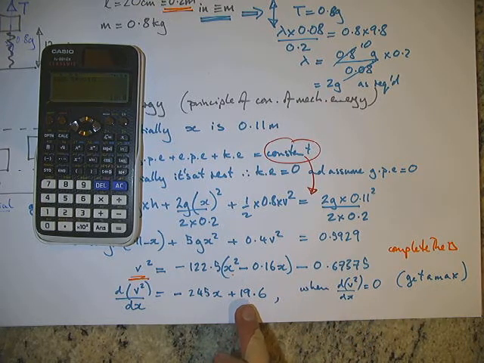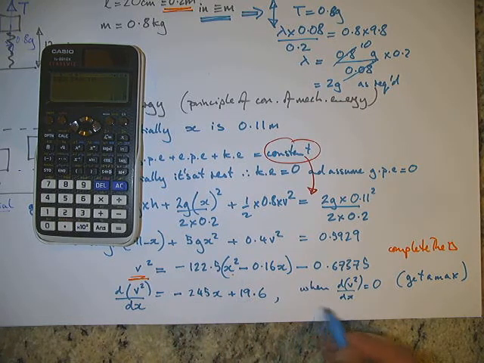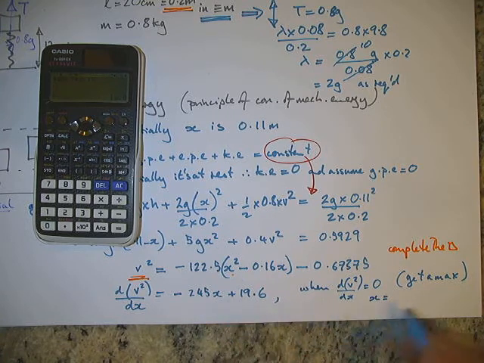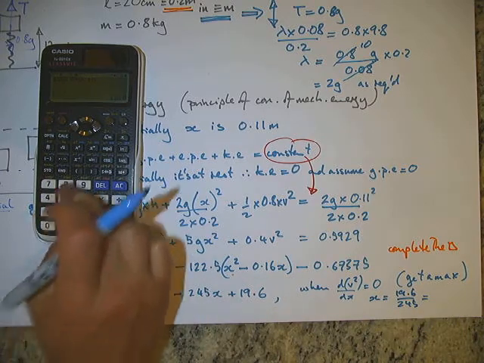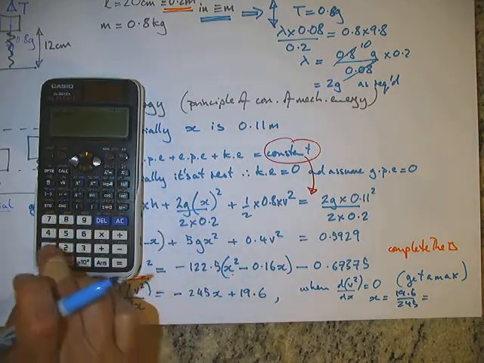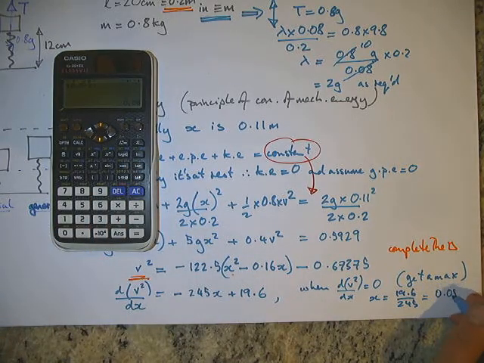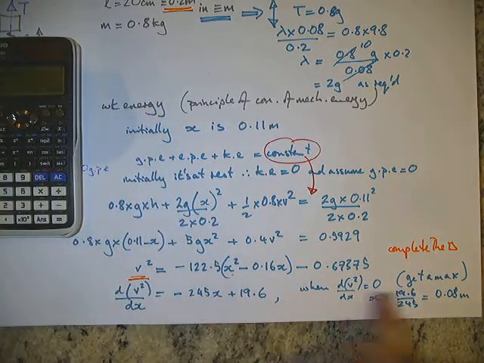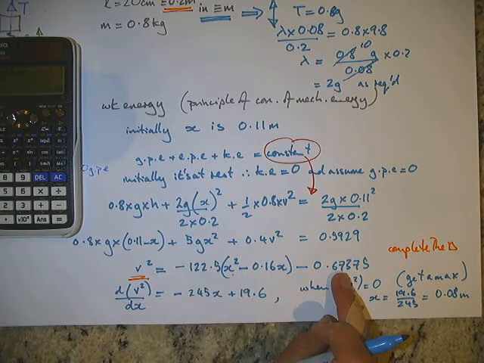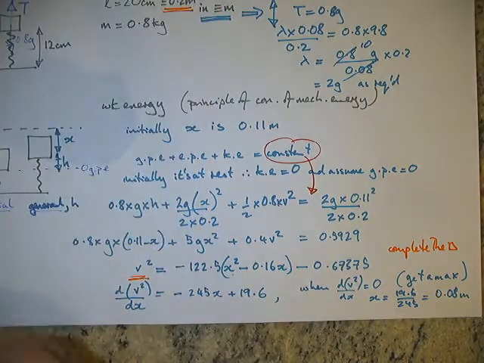which is when this is 0, so when x is 19.6 divided by 245, which is 0.08 meters, 8 centimeters. Oh, that's better than completing the square. Completing the square is just painful, isn't it? And then put that value back into this to get their expression. Right. Key bit's there, and already I'm talking too long.